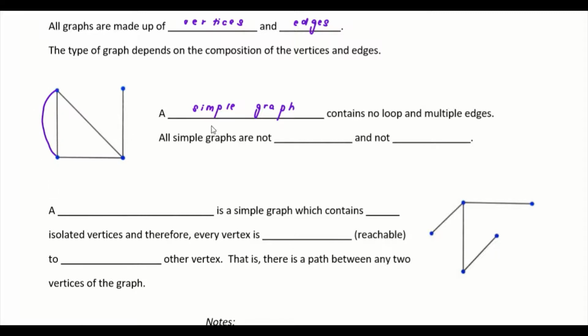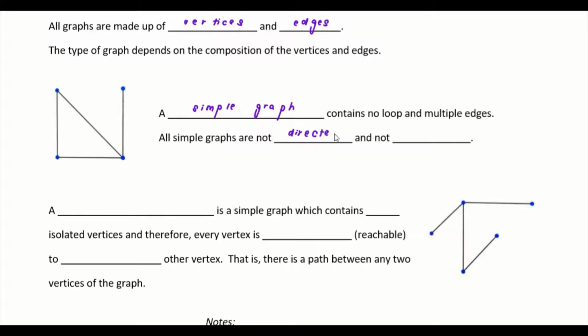So that's why this is no longer a simple graph. If I try to add one loop here, then this is no longer a simple graph as well. A simple graph cannot have any loop or multiple edges, and all simple graphs are not directed and not weighted.